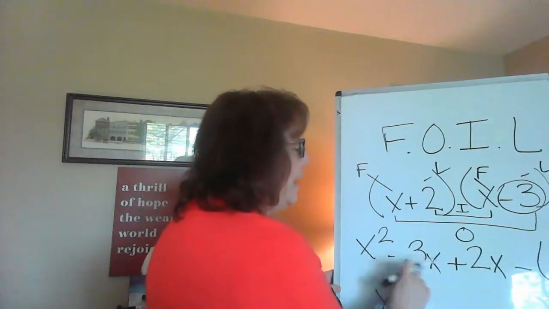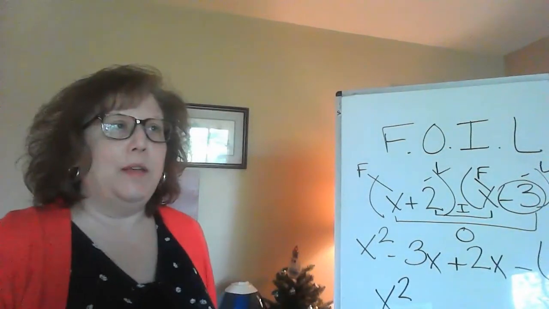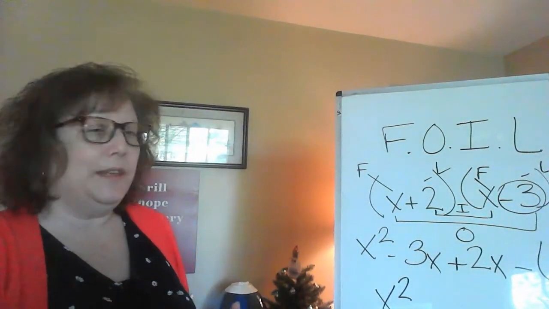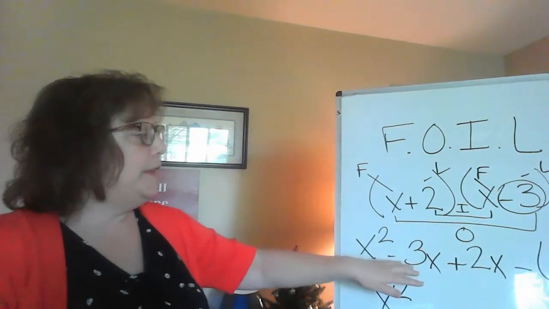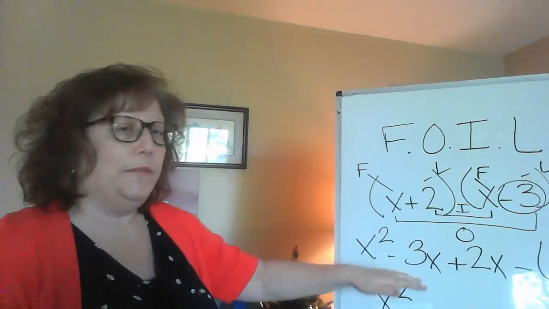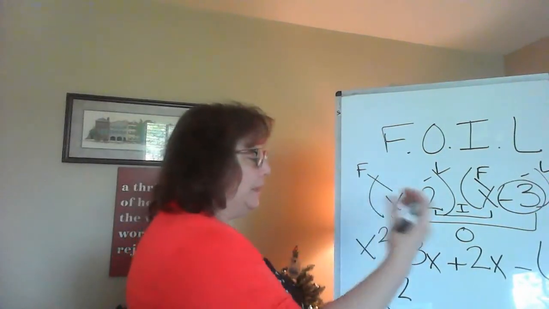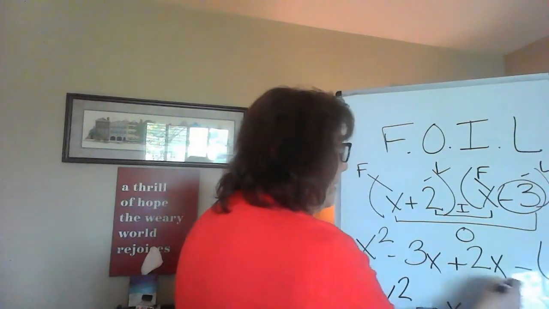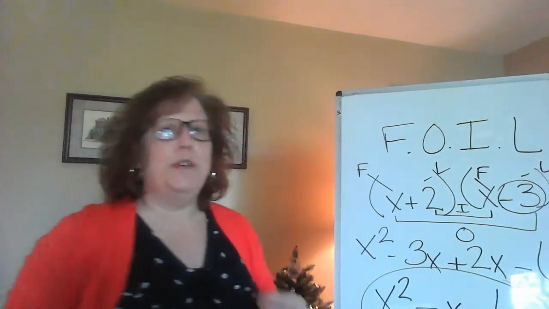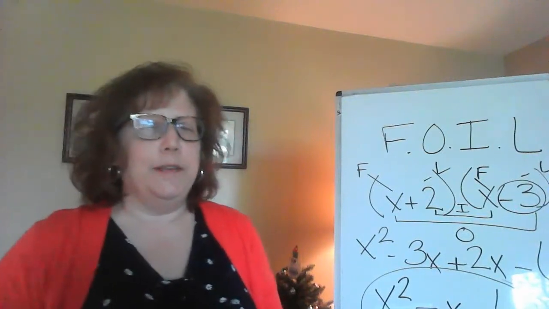So then we have to combine things. Remember in 10.1 we talked about combining everything of like degree. Well, there's no other x squared, but there's a couple of these. Minus 3x plus 2x is going to leave us the minus x minus 6. And there you are with your quadratic equation.